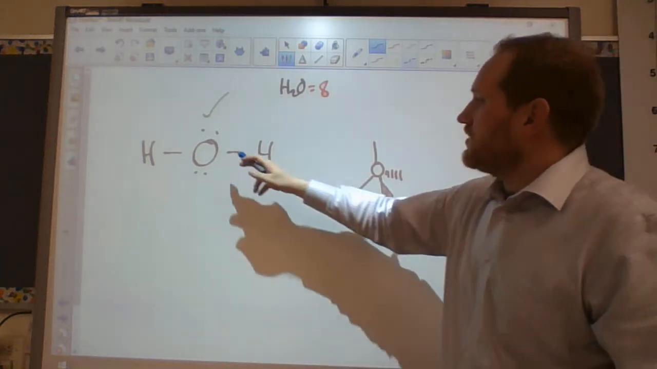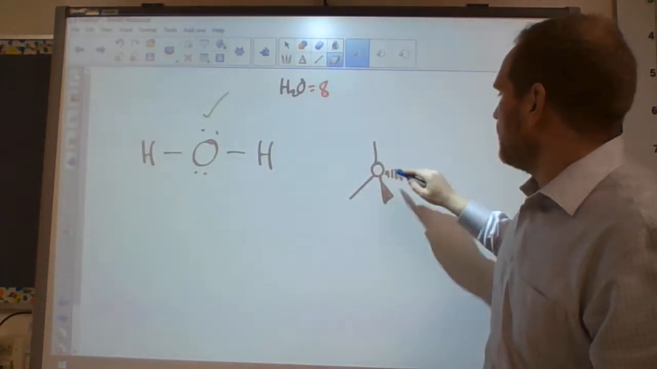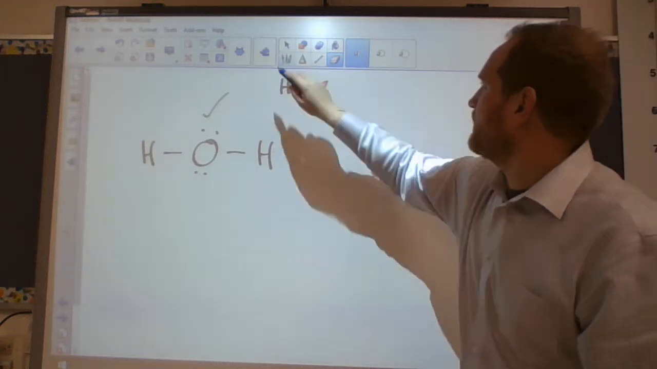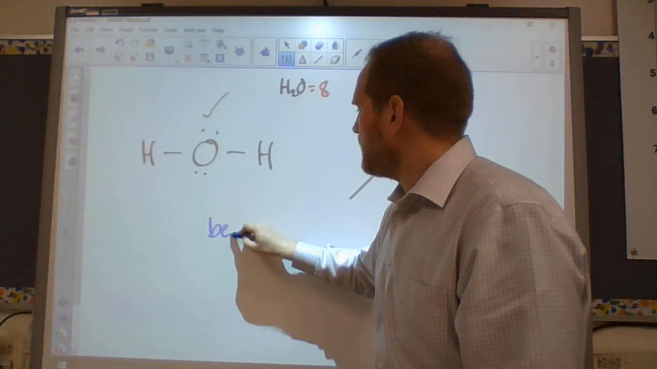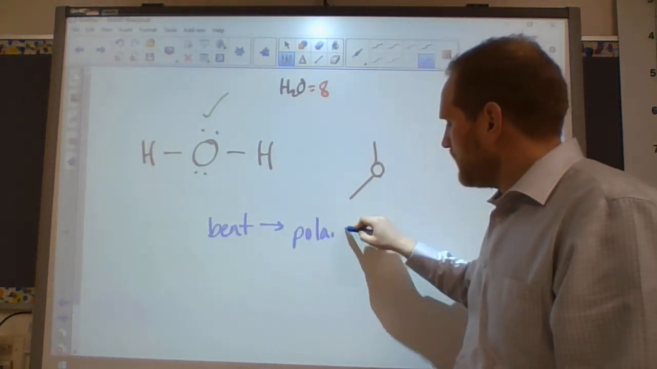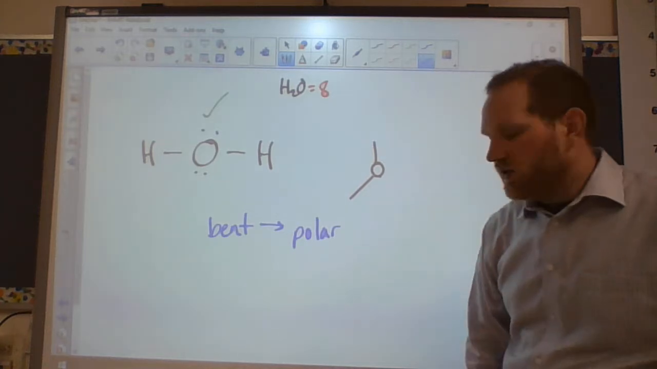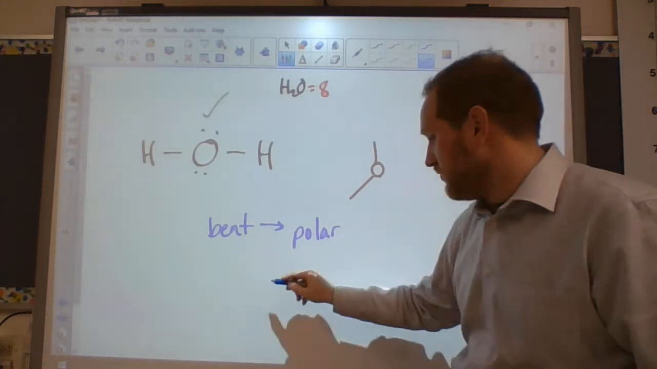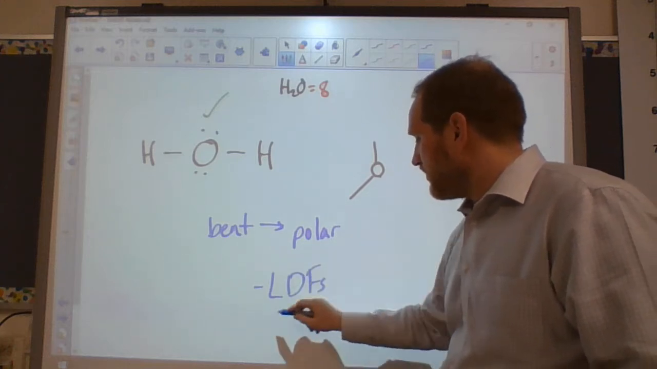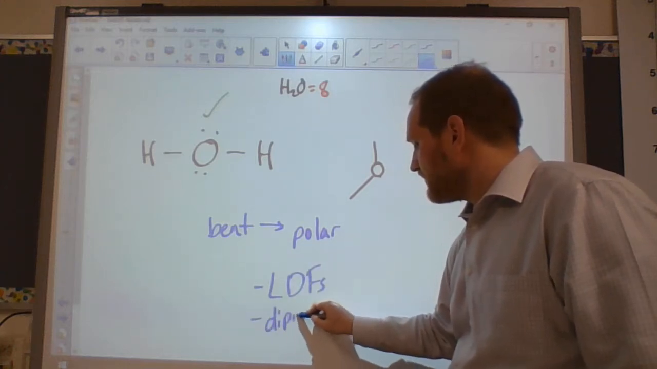So anyway, the two lone pairs don't actually appear, so if we take two of these away, that's our shape of water. We have a bent structure. So bent, and therefore polar. Okay? And because it's polar, it's not just going to have London dispersion forces. It will have LDFs, but it'll also have dipole-dipole forces.